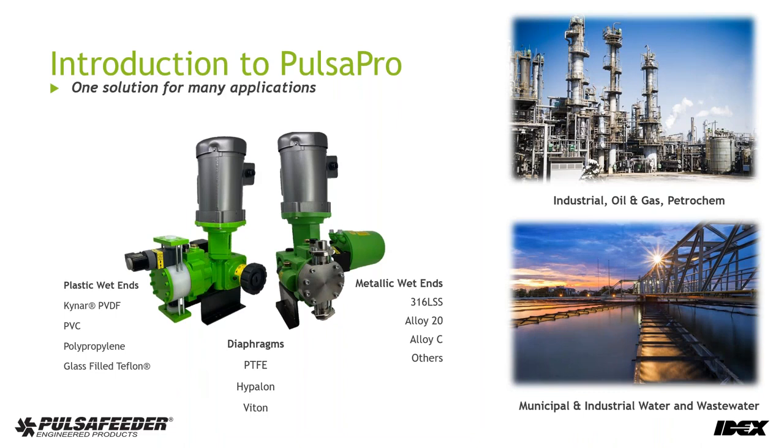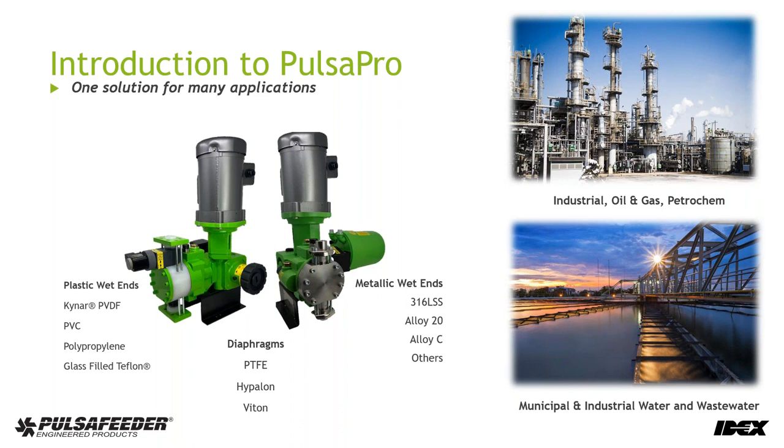The PulsaPro is also used in many applications. We call it one solution for many applications. It's used in industrial oil and gas, petrochem, municipal and industrial, water and wastewater. It's provided in materials of construction for a wide range of chemicals. On the right-hand side, you can see a metal-headed pump that's available in 316, alloy 20, alloy C, and others. We've done custom engineering depending on whatever the application is.